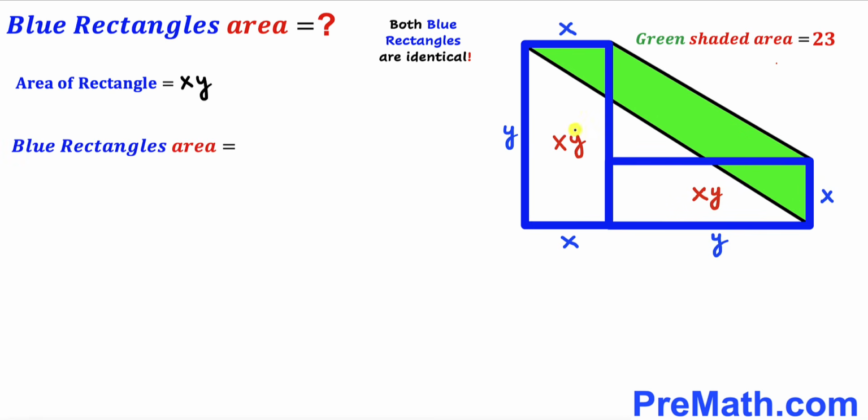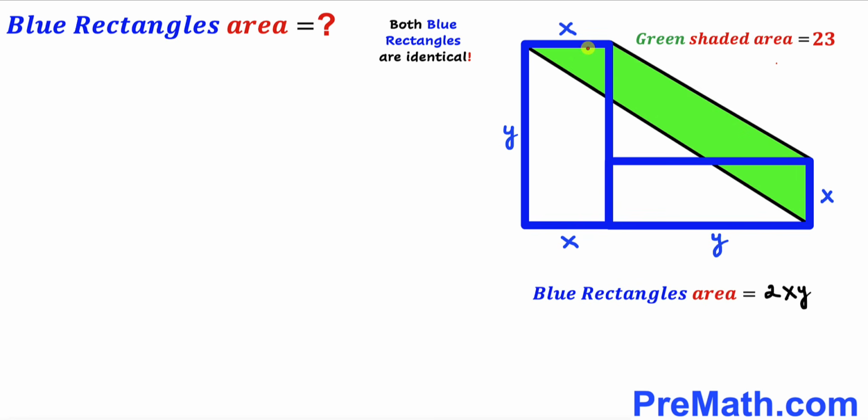So the total area for both of these rectangles is going to be x times y plus x times y once again. If we combine these like terms, that is going to give us 2 times xy. So the area of both of these identical rectangles turns out to be 2 times xy. Now our task is to find the value of x times y before we can calculate their area.